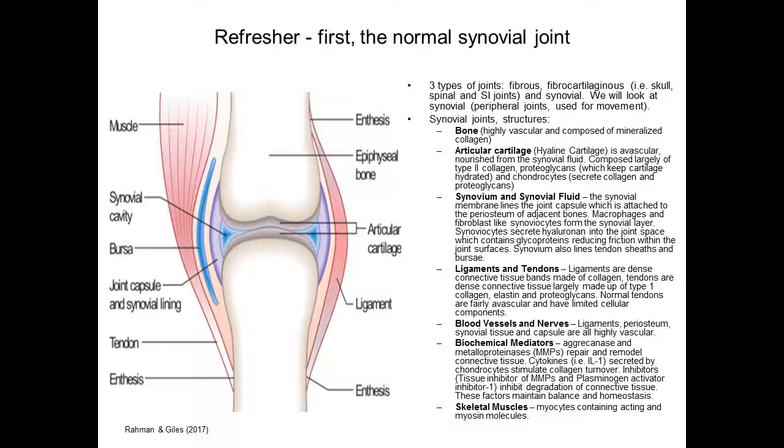We then have the synovial lining of the joint, which secretes the synovial fluid. So the synovial membrane lines the joint capsule, which is attached to the periosteum adjacent bone. Involved in that layer are things like macrophages and fibroblast-like synoviocytes. Synoviocytes secrete hyaluron into the joint space, which contains glycoproteins, reducing friction within the joint surfaces. Synovium, as well as being in synovial joints, also lines tendon, where they pass over anatomical structures like bone, for example, around the ankle joint, and also bursa, which is one of the reasons why rheumatoid arthritis can affect articular and extra-articular structures, which we'll go on to look at in the second half of this discussion.